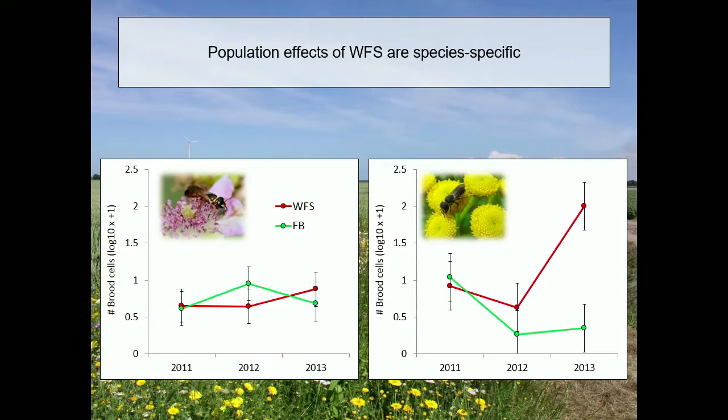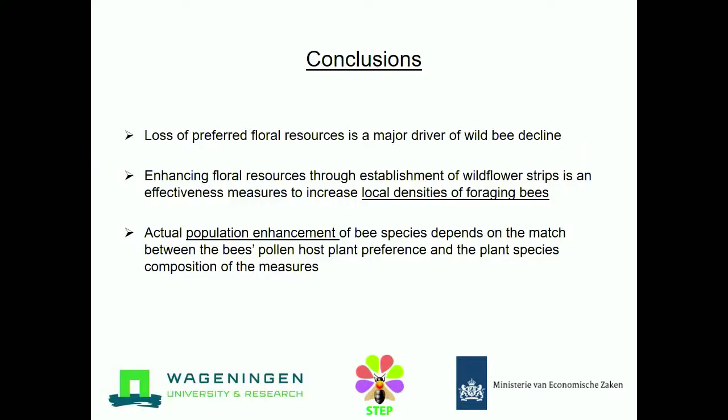And here you see that after the second year, these wildflower strips result in actual benefits for reproduction and larger populations of the bee species, and that should ultimately be the goal. So in conclusion, the loss of floral resources is one of the main drivers of bee decline, and you can quite easily enhance local densities of foraging bees by sowing flowers. But if you really want to enhance populations, you should sow the specific host plants of your target bee species. So thanks for your attention.